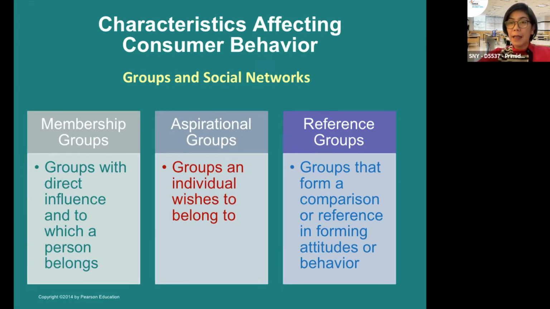Can I ask this class, who knows what reference groups are? What is the definition? An example? And can you relate that with your daily life? Anyone? Anyone raise a hand here?